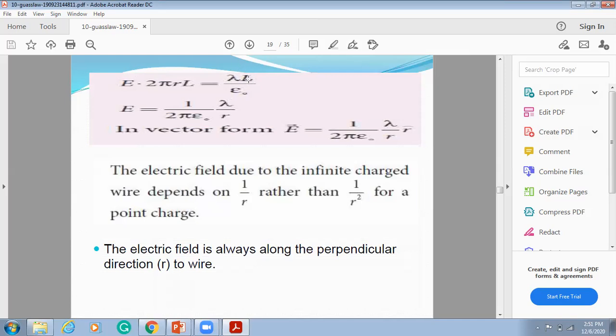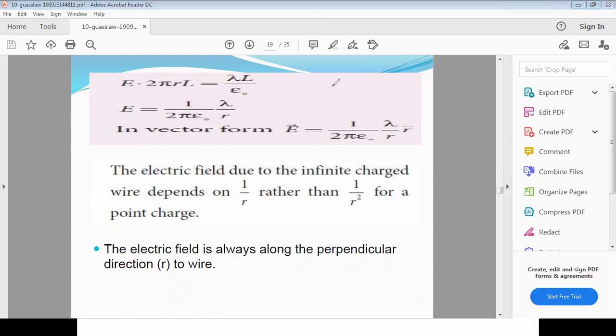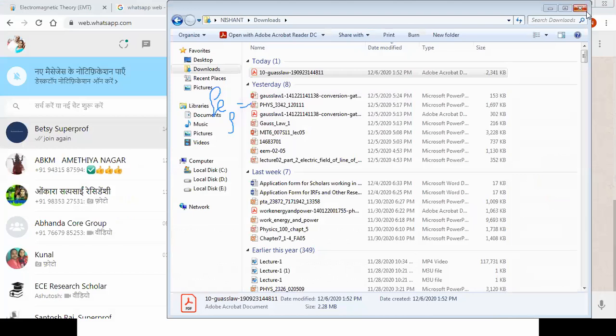Charge is rho L times L, charge upon epsilon naught. L gets cancelled. What is the expression of E? Rho by R. Tell me what is the expression of E? 1 by 2 pi epsilon naught, rho by R. If I write this R as rho, it is the same expression which we have seen. So this was the application of Gauss law.